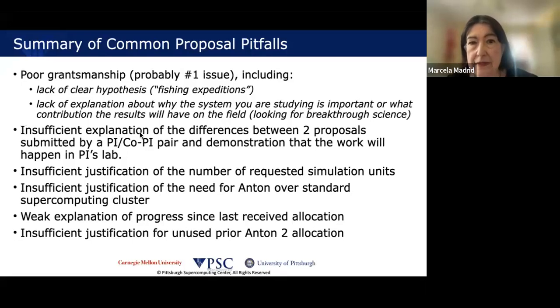Another pitfall could be the insufficient explanation of the roles of PI and co-PI, insufficient justification of the number of requested simulation units, of the need for Anton over standard supercomputing clusters or GPUs, a weak explanation of the progress since the last received allocation. Remember I said if there are reasons for underutilization, you can explain them in the progress report. And insufficient justification for unused prior Anton 2 allocation, which means that if your proposal is successful and you get an allocation, plan to start running as soon as possible, since allocations start in December, so that you can fully take advantage of the resource.